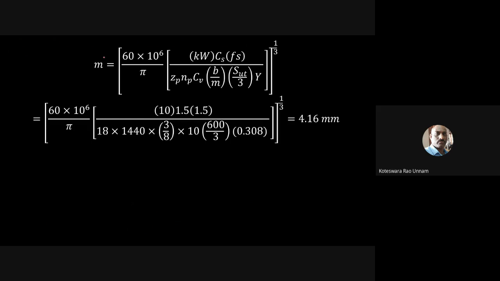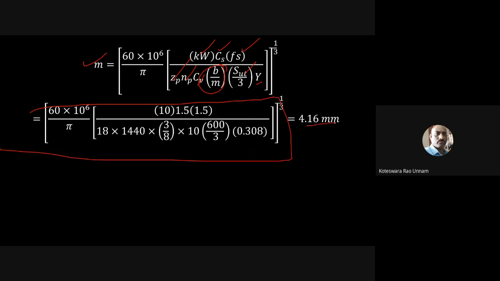Then this is the formula for calculation of the module. In this equation, we know everything. Power is given, CS is calculated, FS is given, ZP number of teeth on pinion known, speed of the pinion is known, CV is calculated, B by M is assumed, SUT is given, Y is identified. Now substitute all those data into this, we'll get the module as 4.16 mm.